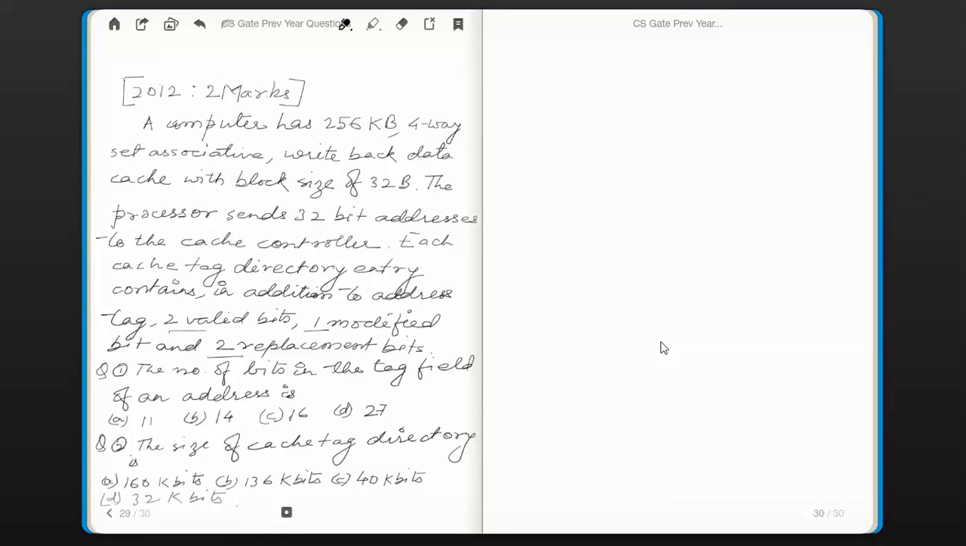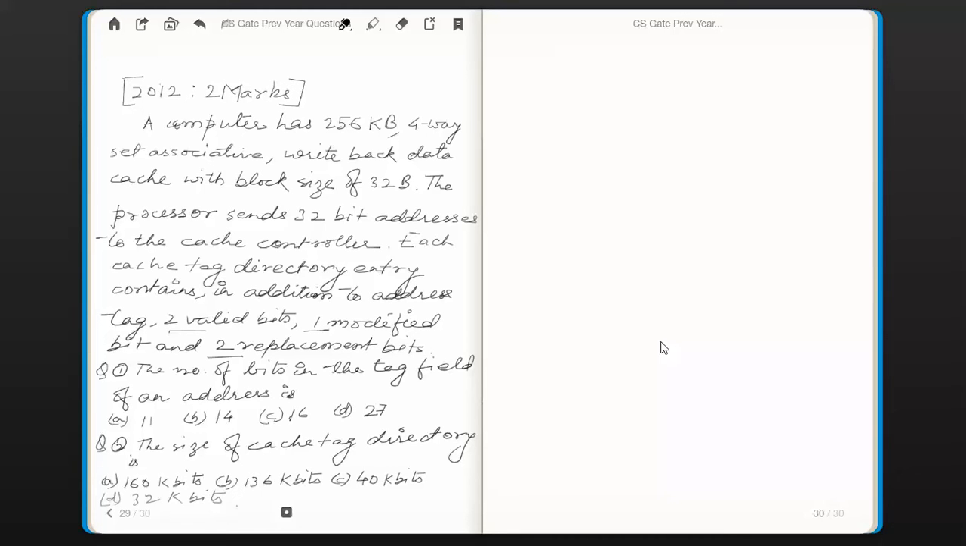Hello everyone. In this video session we are going to attempt another question of computer organization from the topic main memory and cache. This question was asked in the year 2012 and basically there were two questions associated with this problem statement and both the questions were of 2 marks.